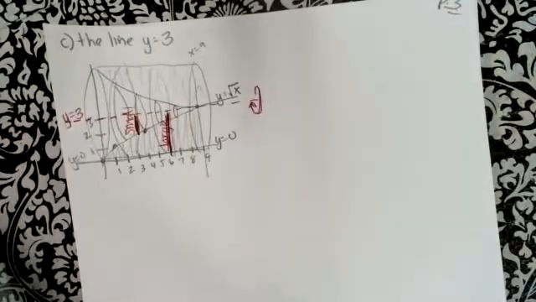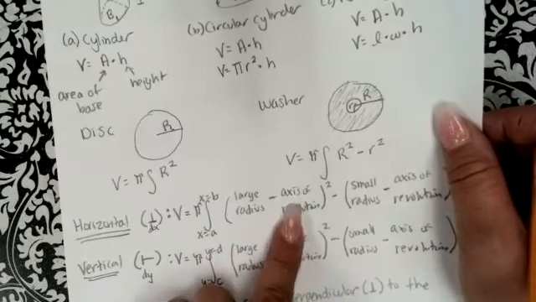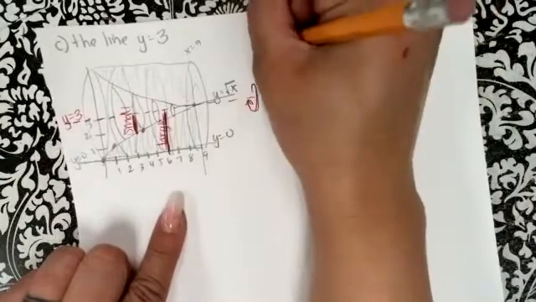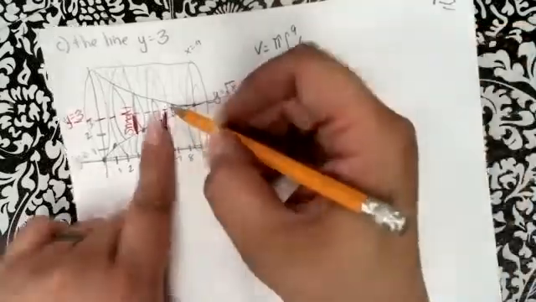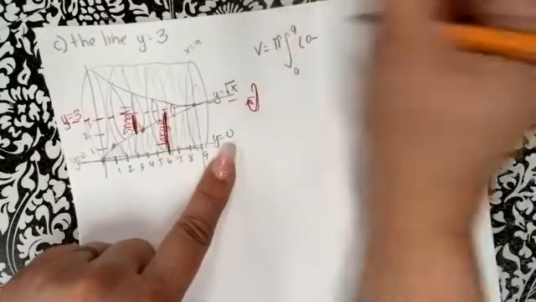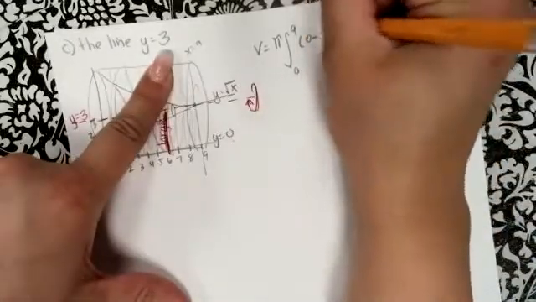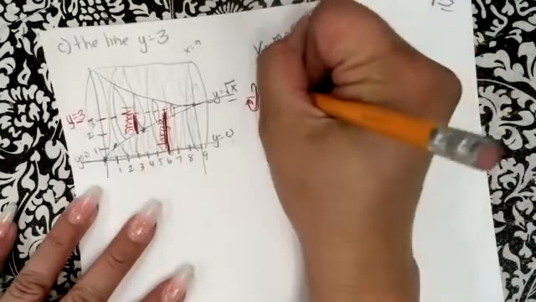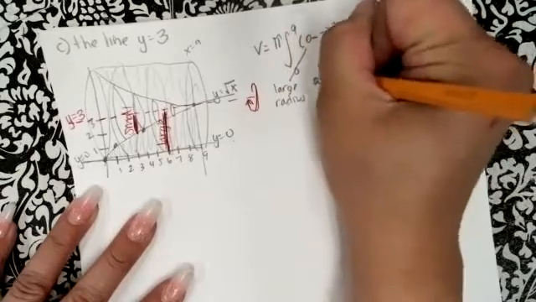So once again, we are using this formula, pi, large radius minus axis of revolution, squared. And our axis of revolution in this case is going to be y equals 3. So the volume is going to be pi, and it's still going to go 0 to 9. Now the large radius is this one, and that is the line y equals 0. Subtract axis of revolution. The axis of revolution is the number 3. So that's the large radius. That's the axis of revolution.